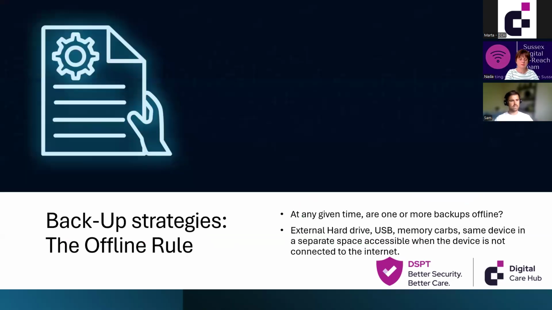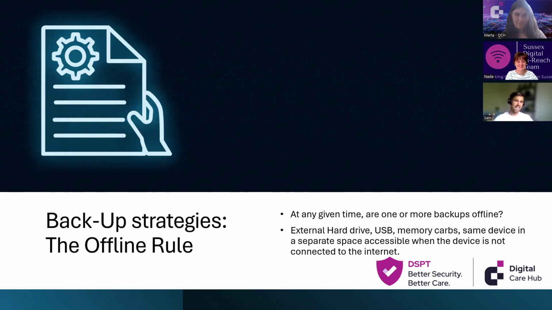So I mentioned taking one of your backups off-site or offline. There's a few ways you can do that. What I mean by that is the offline rule. At any given time, are one or more of your backups offline? So one way you can do this is by putting your backup onto an external hard drive, a USB, a memory card. Again, ignore the typo on that slide there. I read that just then. But there's a few ways in which we can do this.